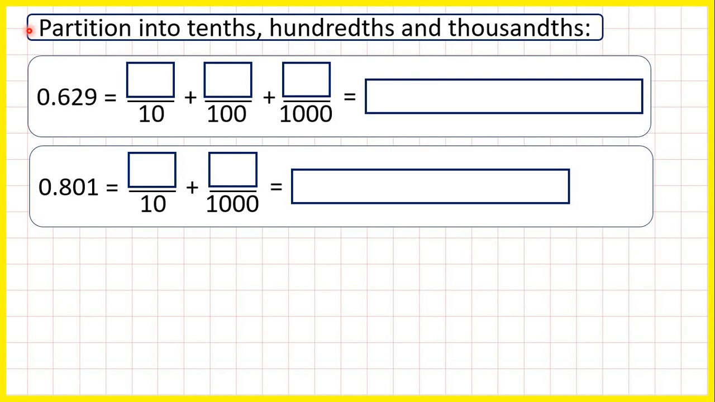We need to partition these numbers into tenths, hundredths and thousandths. First, we have 0.629, and we can show the partitioning in both fraction and decimal form.